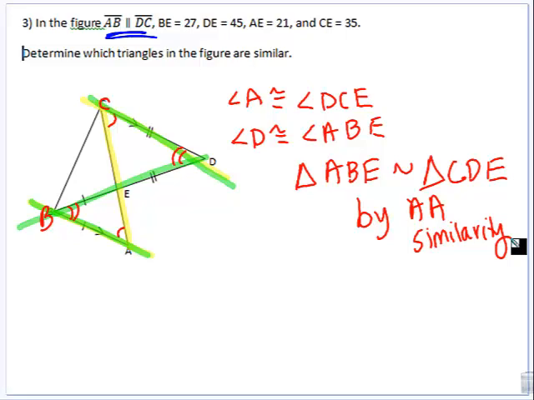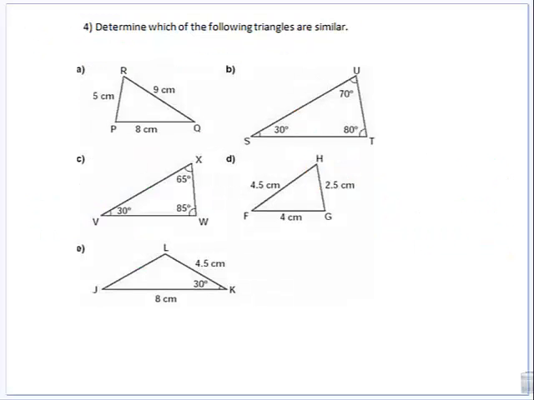All right, we're going to do one last problem, and it is requiring us to look at some different diagrams of triangles and then decide which two are similar. So determine which of the following triangles are similar to each other. So let's first look at angle measures, because if we just get two angle measures to be the same, then we're similar. So do any of these have the same angle measures?